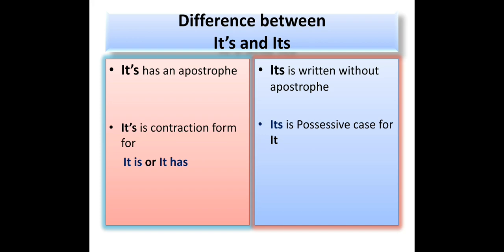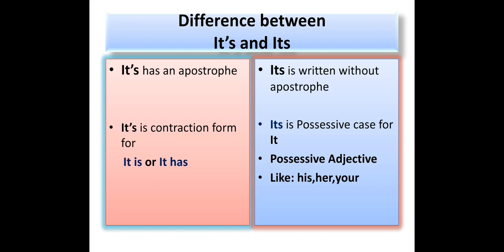So you can say that its is a possessive adjective, just like his, her, your. So its is a possessive adjective for the pronoun it, just like his is for he, her is for she, and your is for you. Like you use his, like I liked his video, I liked her presentation, in this way. Okay, so its is a possessive case for the pronoun it.